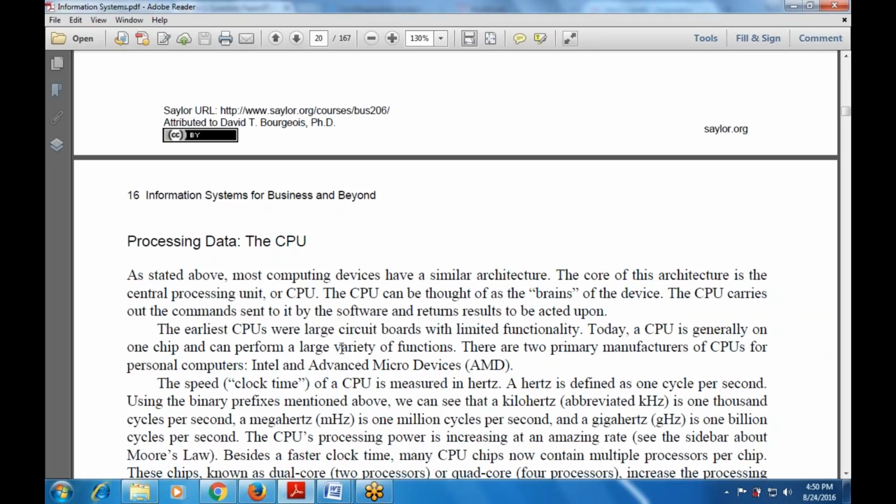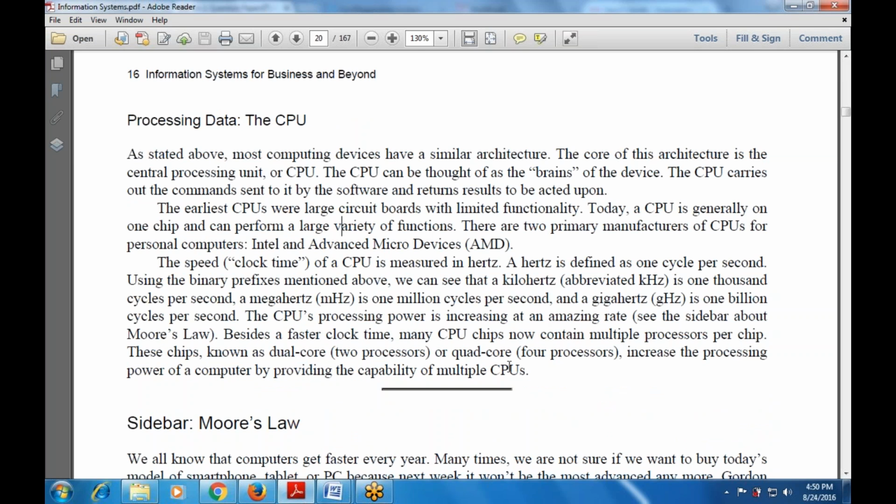And the CPU processing power is increasing at an amazing rate. Besides the faster clock time, many CPU chips may contain multiple processors per chip. These chips are known as dual core, that is 2 processors, and quad core, that is 4 processors, which increases the processing power of the computer by providing the capability of multiple CPUs.